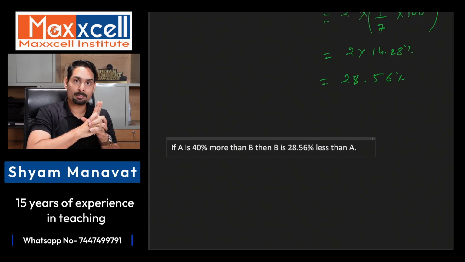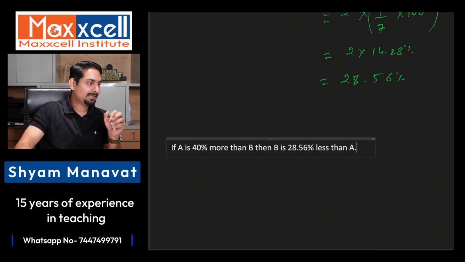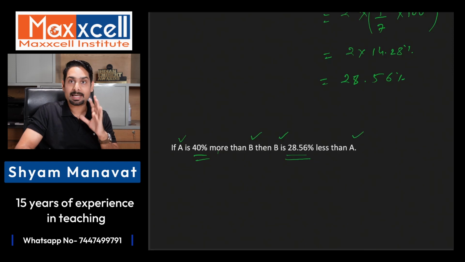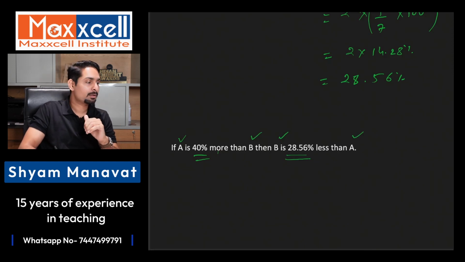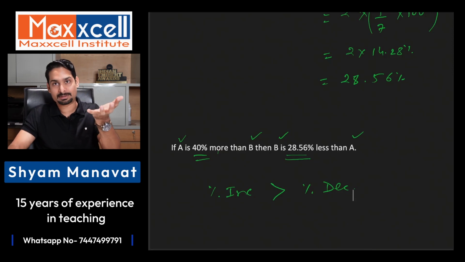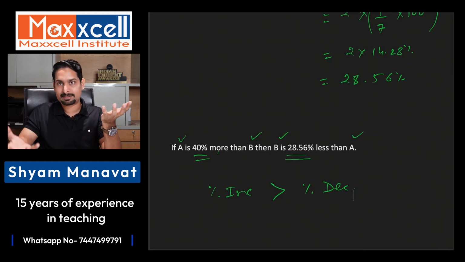So once again we prove that percentage increase or percentage more cannot be equal to percentage less or percentage decrease for the same set of values like A and B, B and A. It has to be different, and moreover percentage increase will always be more than percentage decrease for the same set of values, right? Increase is positive, decrease is negative, right?